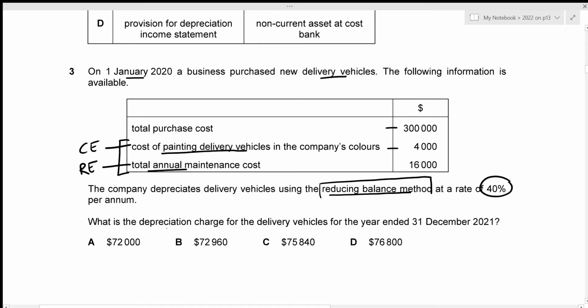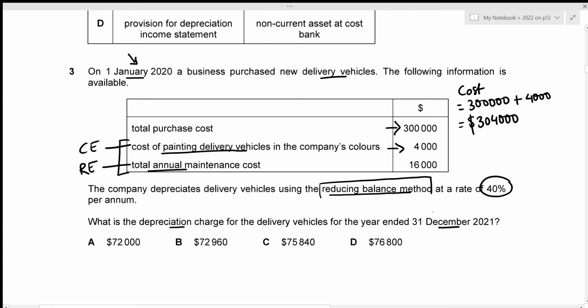And now we need to figure out the depreciation charge for the delivery vehicles for the year ended 31st December 2021. First of all, we need to figure out our cost. So let's do that. The total cost is just the total purchase cost of 300,000 plus all the capital expenditures associated with it. And in this case, that is only the cost of painting delivery vehicles, which amounted to 4,000. So the total cost of the delivery vehicle purchased at the date of 1st January 2020 is going to be 304,000.